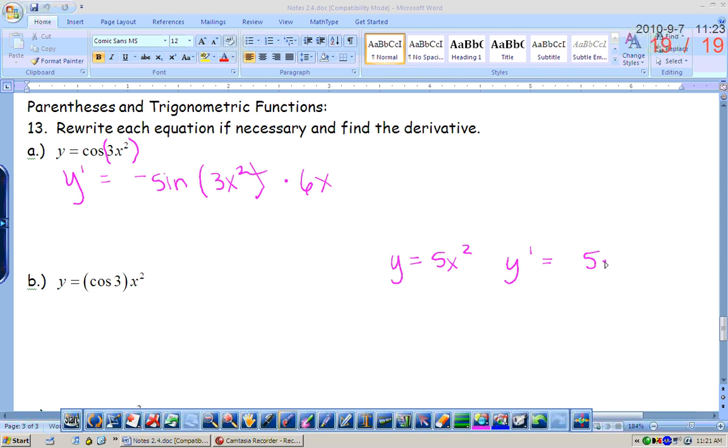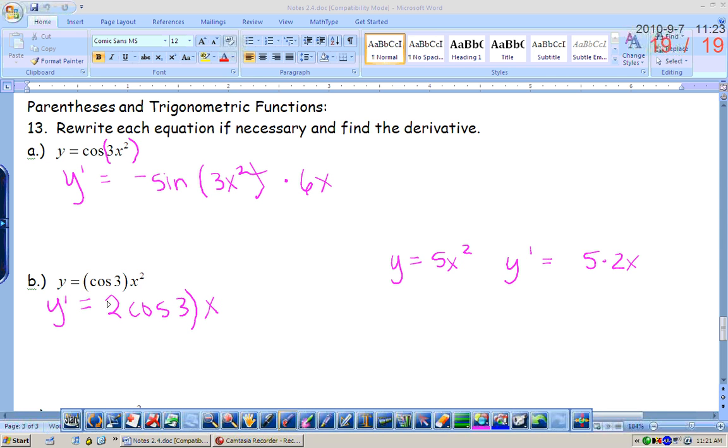10x, or 5 times 2x. So what do you think the derivative of the cosine of 3 times x squared is? Yep, 2 cosine 3 times x.